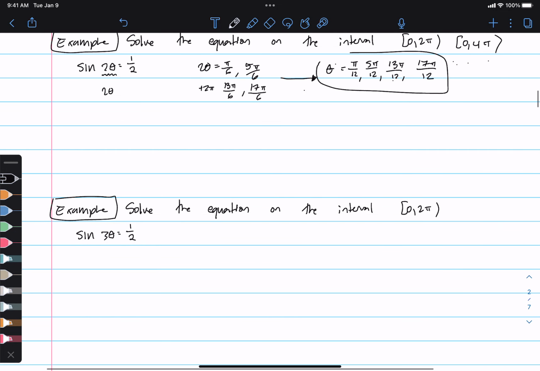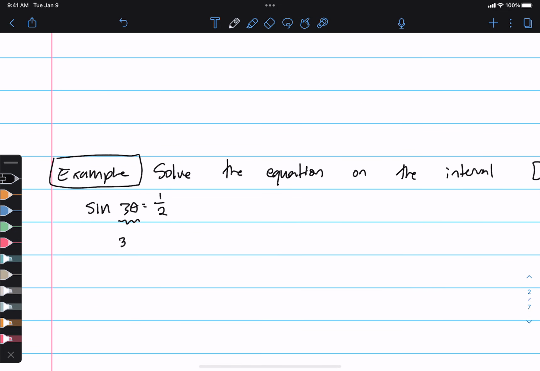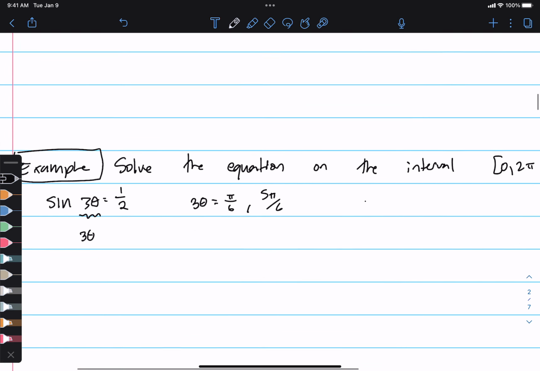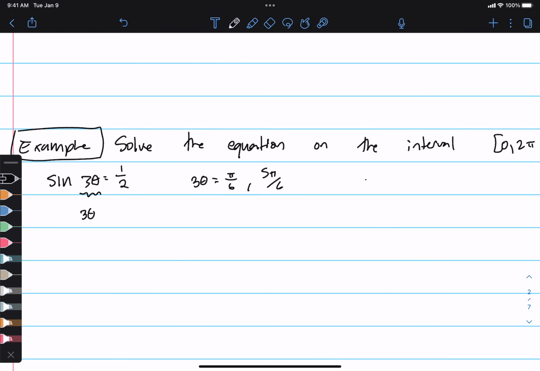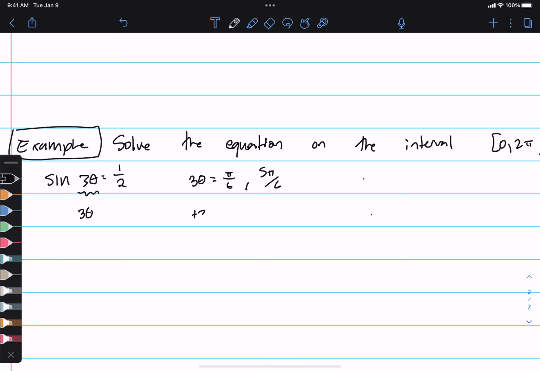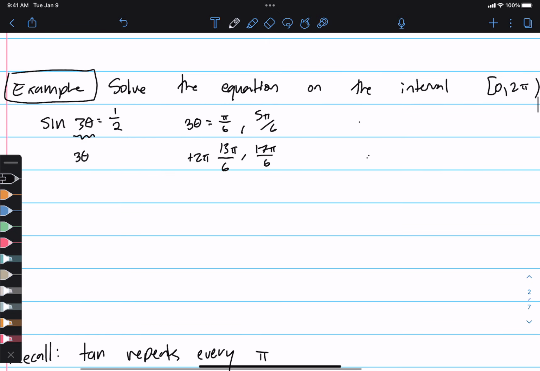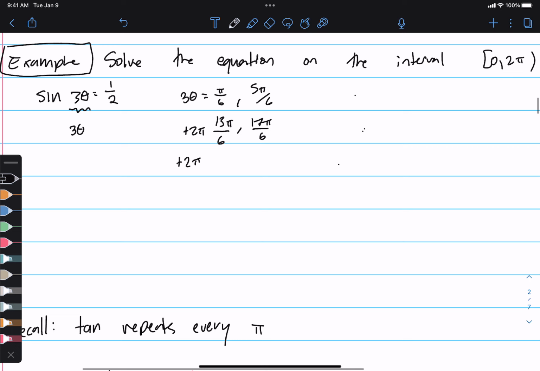So to get more comfortable with it, what if it's sine 3 theta instead? We know that 3 theta is either going to equal pi over 6 or 5 pi over 6. But we can add another 2 pi and still have theta be between 0 and 2 pi. So if we add 2 pi, we get, again, the two that we had before, 13 pi over 6 and 17 pi over 6. And then we can add one more. If we add another 2 pi, we get 25 pi over 6 and 29 pi over 6.